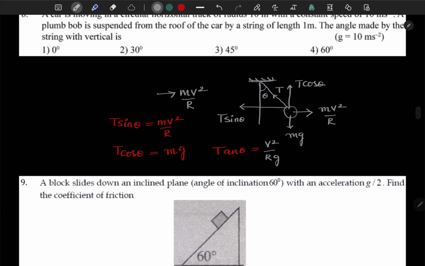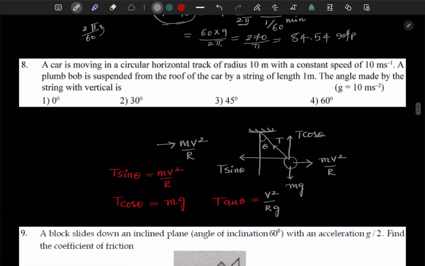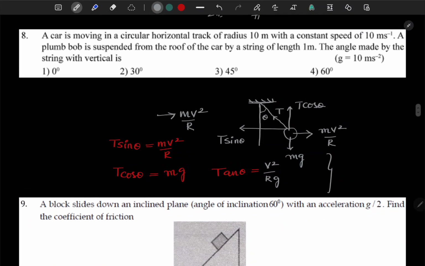So if you want theta, then you have to simply calculate v square by rg. Let's do that here. V is the speed with which it is moving, 10 square. So v square by rg: 10 square divided by r, which is 10, and g is also 10. So this is 100 by 100, which means this is 1. So when tan theta is 1, it is obvious that the angle is going to be 45 degrees. That's the answer for this question, option C.